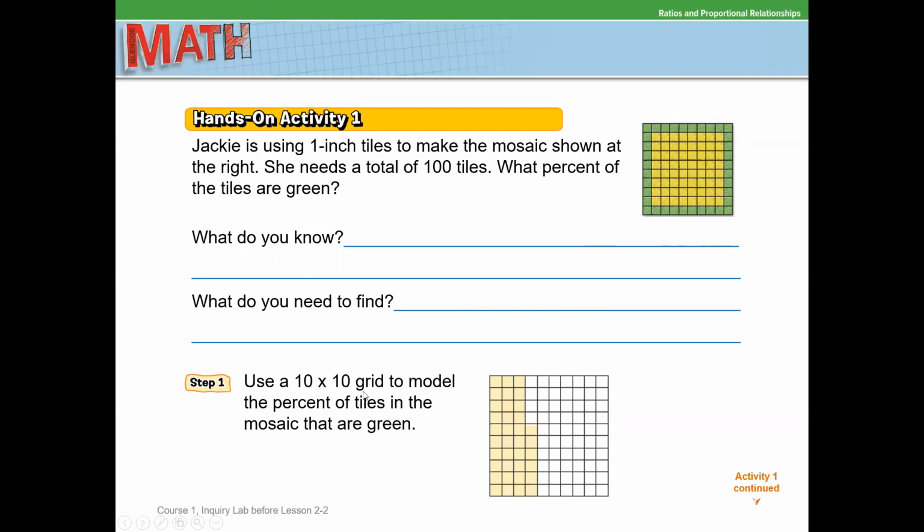What do you know? What do we need to find? We're going to use a 10 by 10 grid to model the percent of tiles in the mosaic that are green. What do we know? We can count the green pieces, and there's 10 and 10 more, plus 8 plus 8. 36 pieces are green. What do we need to find? What percent of the tiles are green? What parts per 100 are green?